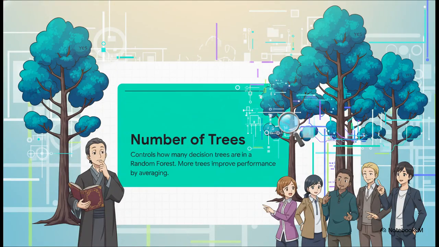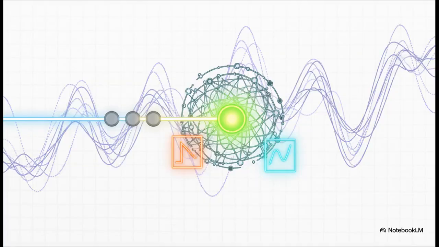Okay, so moving on to an even more powerful model, the random forest. One of the key settings here is, you guessed it, the number of trees. Let me ask you this. Would you rather get advice from one single expert or from a whole committee of 100 different experts? Yeah, the committee's decision is going to be way more reliable, right? It's the exact same idea here. Each tree is like an expert, and by averaging out all their opinions, you get a much more stable and accurate prediction.